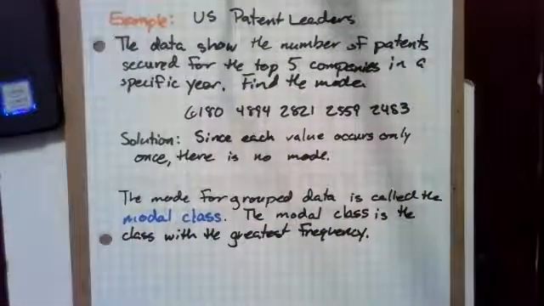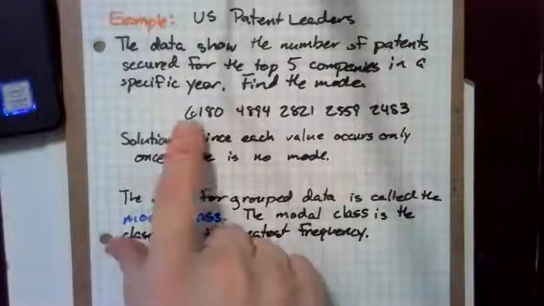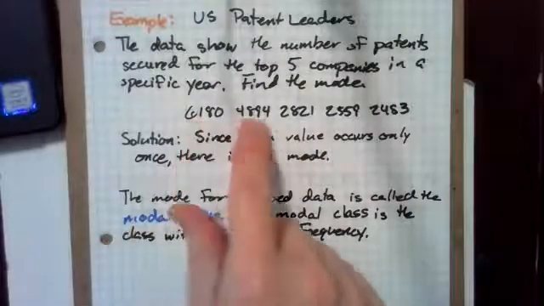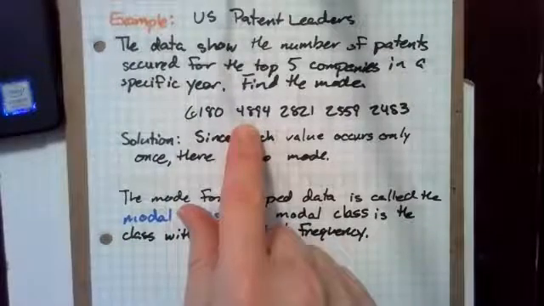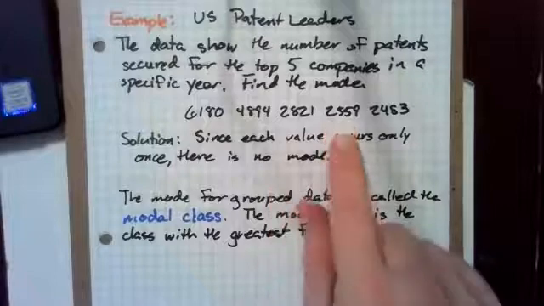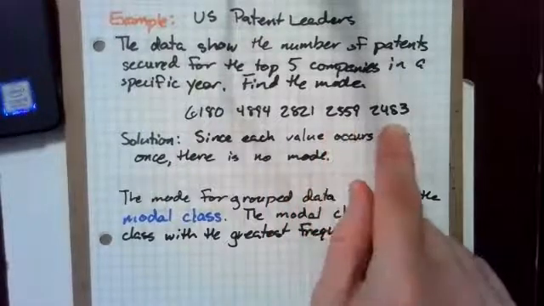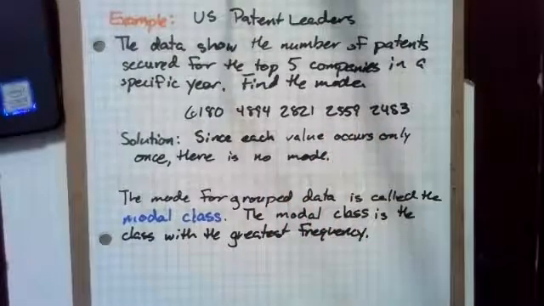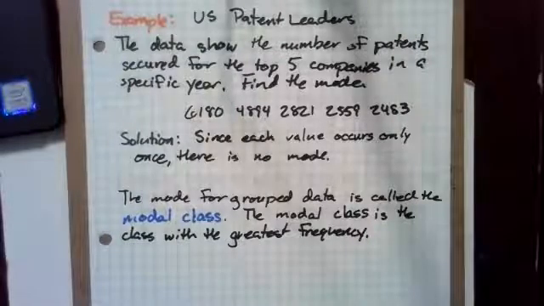In this example, we'll look at US patent leaders. The data show the number of patents secured for the top 5 companies in a specific year. Find the mode. So our numbers are 6,180, 4,894, 2,821, 2,559, and 2,483. But since each value occurs only once, there is no mode.